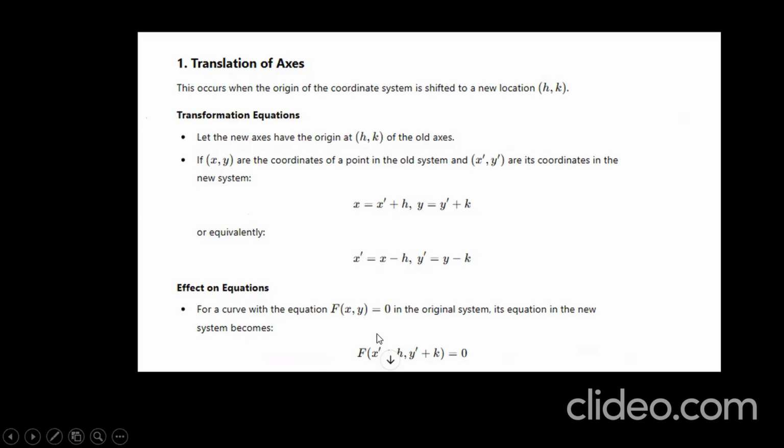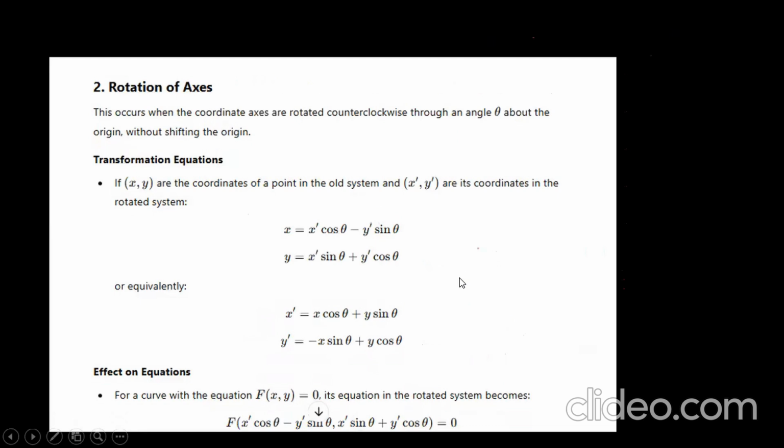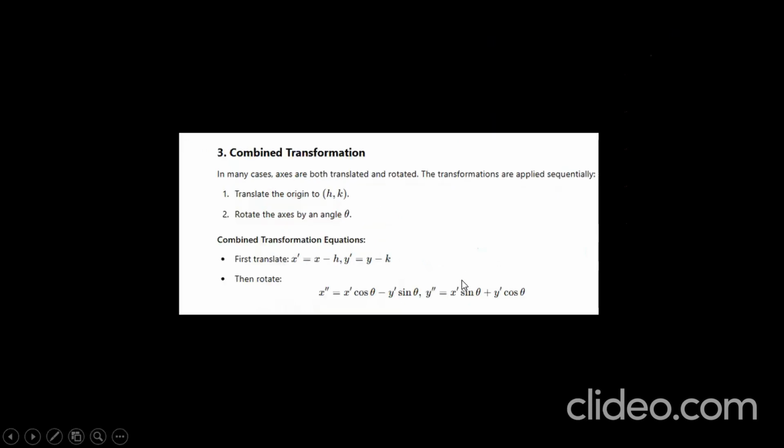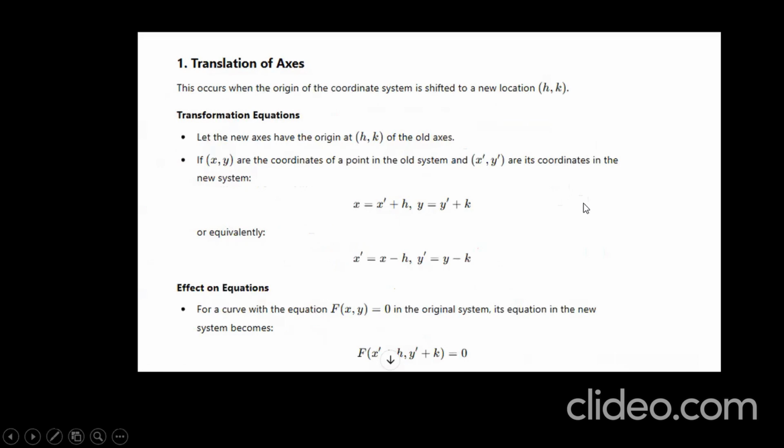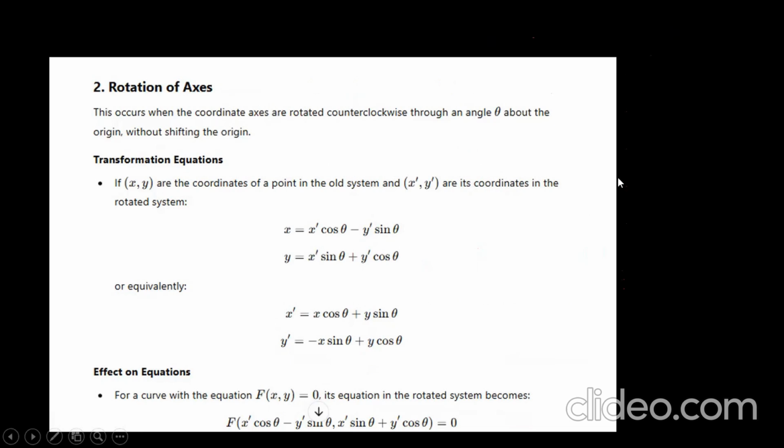Next, effect on equations. For a curve with equation f of x comma y is equal to 0 in the original system, the equation in the new system is given by f of x dash plus h comma y dash plus k is equal to 0. This is the effect on the equation. Therefore, at the beginning, f of x comma y is equal to 0.